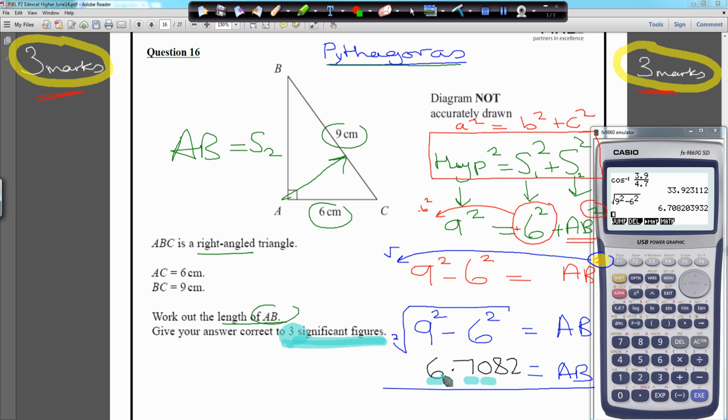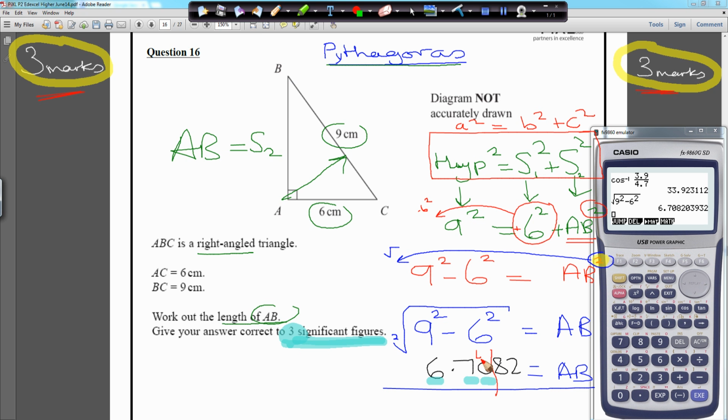Remember, significant figures are to do with your first non-zero digit, which is the 6. Second non-zero digit, and even though we've got zeros later on, it doesn't matter. Once it's not a 0, it starts first, second, third, regardless of whether there's a 0 here or not. So let's have a look at what we do next. 1, 2, 3 significant figures, put a line down here.